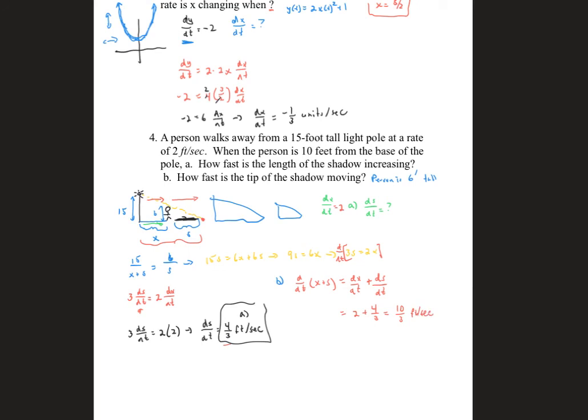So the fact that we were 10 feet from the base of the pole really didn't come into play at all. The length of the shadow is going to be increasing at that rate regardless of how far we are. And likewise, the tip of the shadow is moving away from the pole at the same rate regardless of how far away we are. All right, very good.